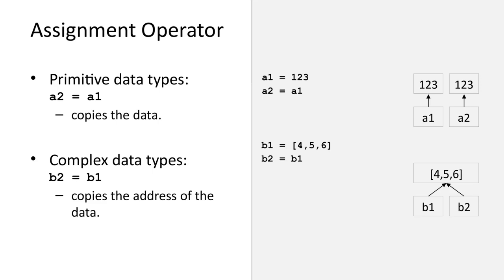In the example, we can see that A1 and A2 have separate values, but B1 and B2 have the same value. Continuing with the same example. If we now change the value of the A2 variable, it will not affect A1. However, if we change one of the items in the B2 list, then B1 will also be affected.